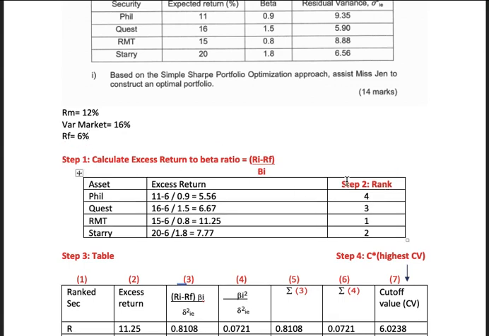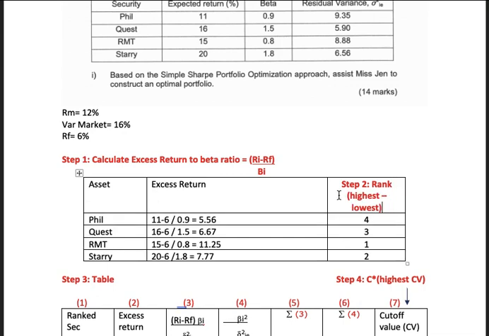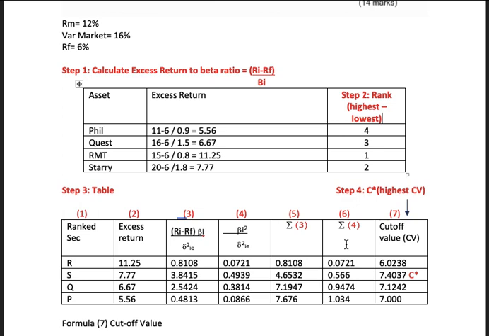Now step number 2. I put step number 2 in the next column here. Step number 2 is to rank. You rank from the highest to lowest. We refer to the excess return that we calculated just now. We know that RMT, 11.25, is the highest excess return, so it should be ranked as number 1. Then number 2, Starry, 7.77. Number 3, Quest, 6.67. And the last one belongs to Field, 5.56. So this is step number 2. It's simple, step number 2.